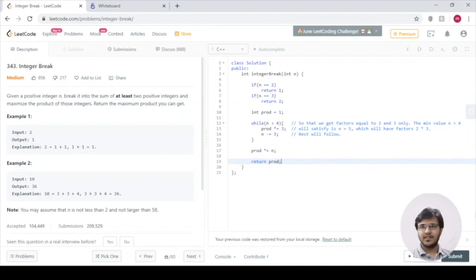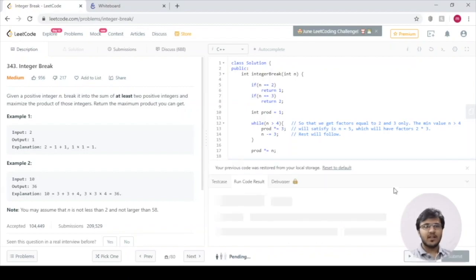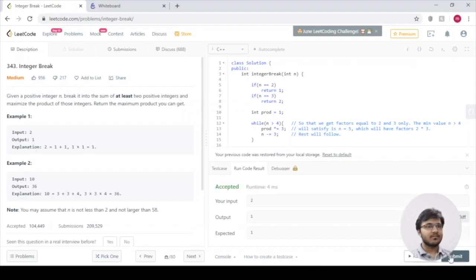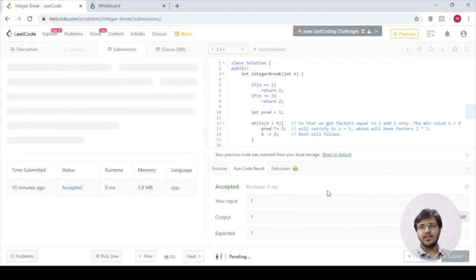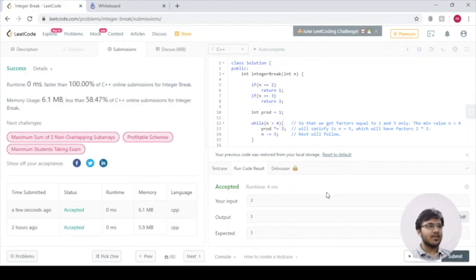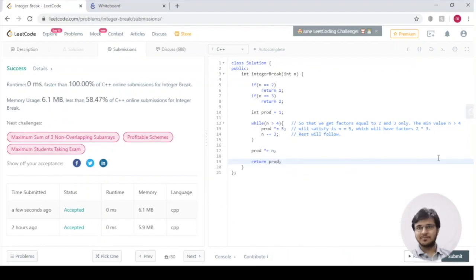And that's it. Let's run the code to try it, and it's working perfectly on the test cases. And also, yeah, it's 100% performance. So this is much faster in memory as well as speed than the DP approach. So you can also try the DP approach yourself. Thank you.